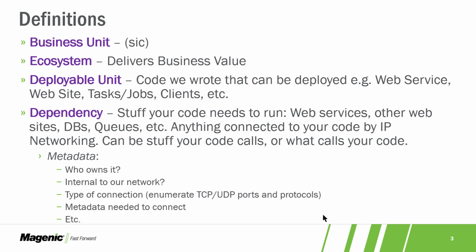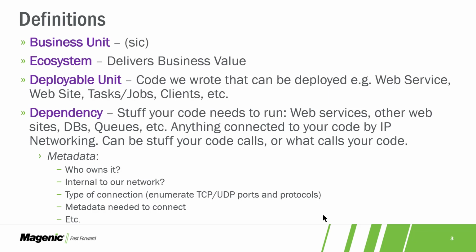So let's start with how we do the analysis to figure out migrations. We have business units. Business units own ecosystems. An ecosystem is a collection of one or more apps and dependencies that deliver a stream of business value. A deployable unit is code that we wrote that can be deployed: websites, web services, tasks, jobs, clients, schemas, and so on. And a dependency is anything that you need to make your ecosystem go outside of the deployable units: database engines, third-party services, queues, networking, and so on. They're all things that are typically connected to your app by IP networking.